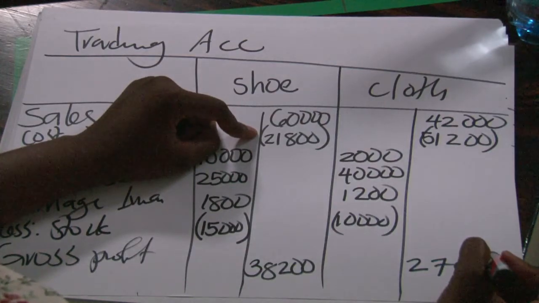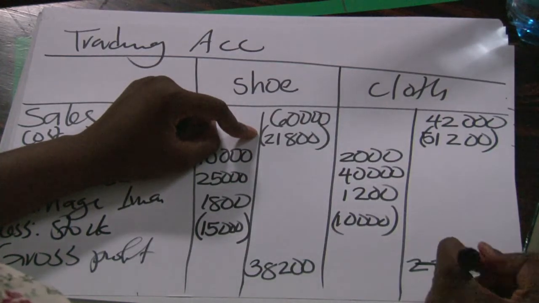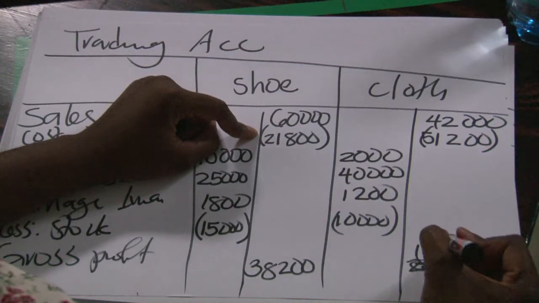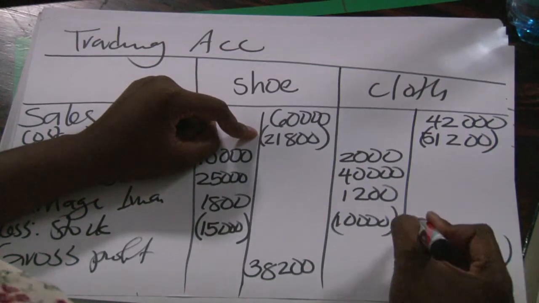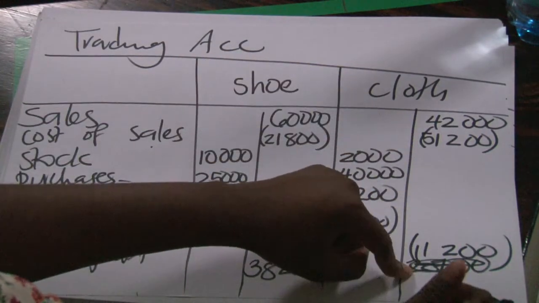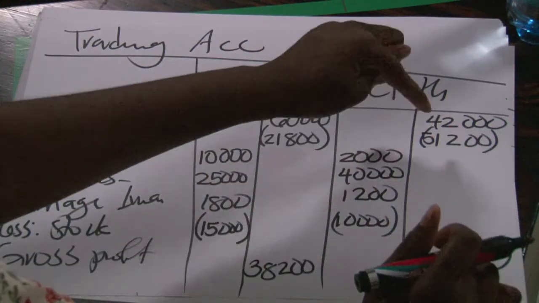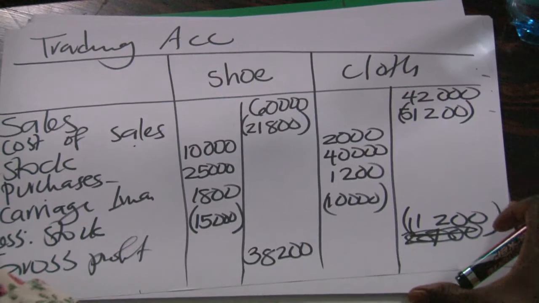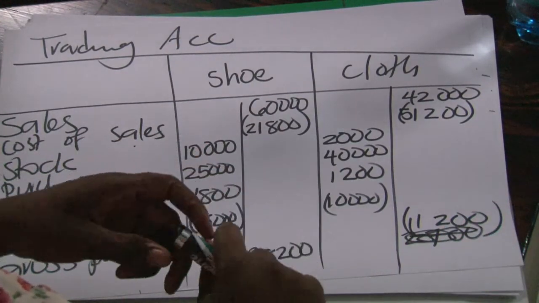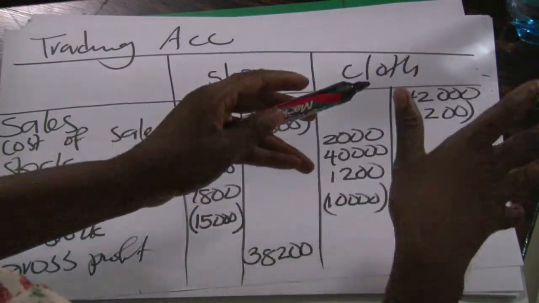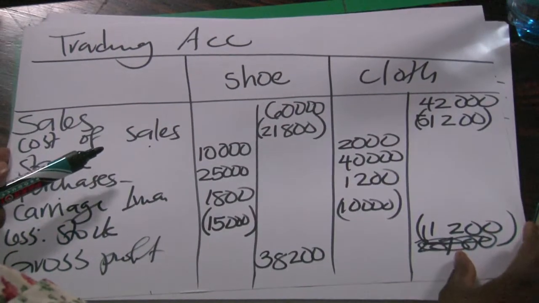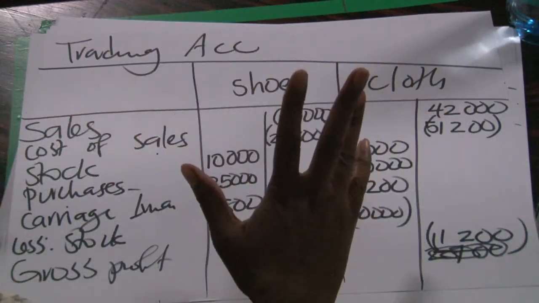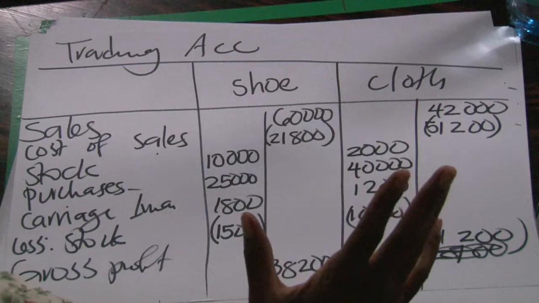Here we have 27,000. Both are, do we have a negative? No, this is not 27, this is 11,200. Sorry. It's a gross loss, because our cost of sales is more than our sales. So this is a gross loss. This is why I put it in brackets, because I'm going to continue with the expenses. That's how it's done.